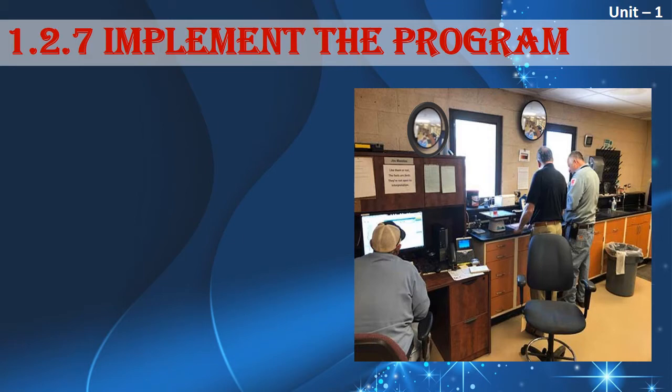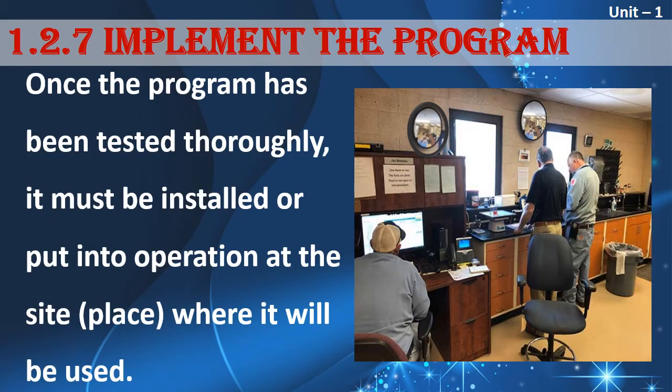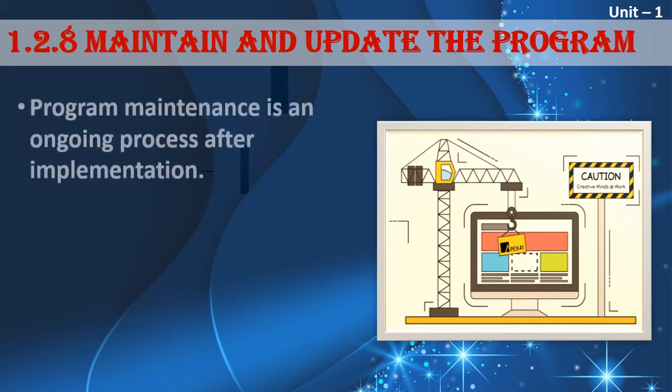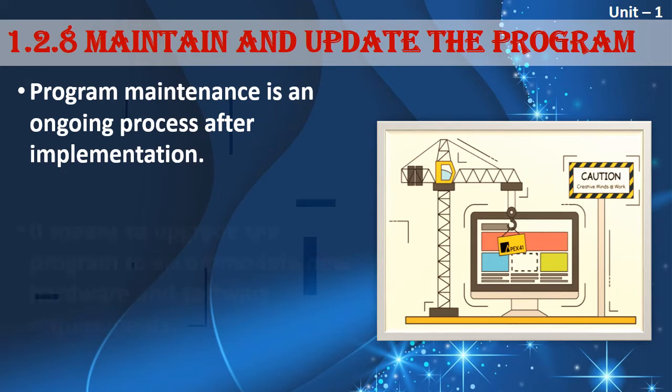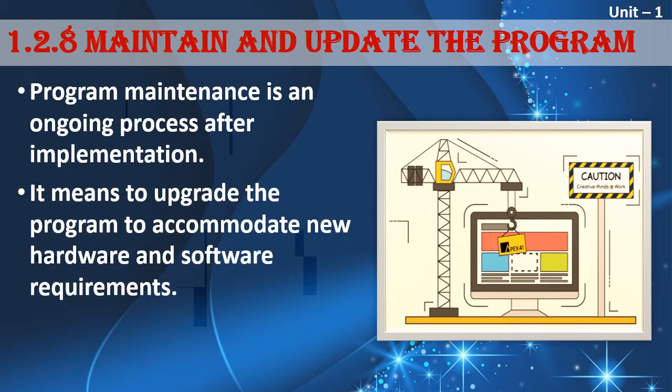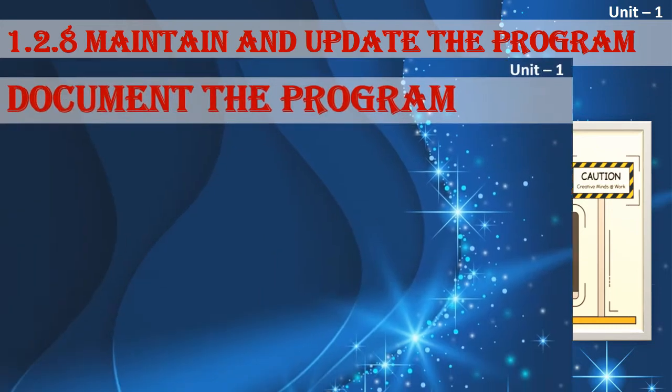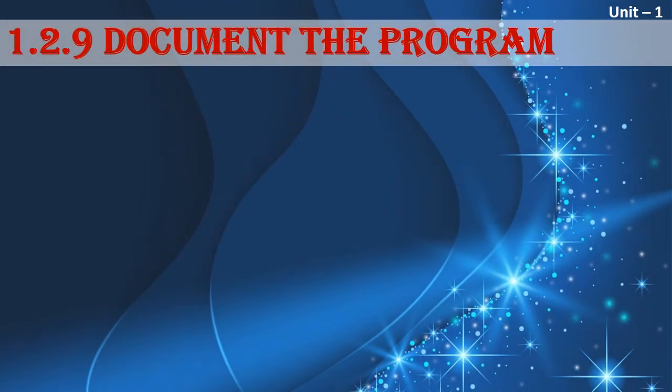Implementation means installation. Once the program has been tested thoroughly, it must be installed or put into operation at the site where it will be used. Maintenance and updation of the program is required after its installation. Program maintenance is an ongoing process. It means to upgrade the program to accommodate new hardware and software requirements. It is the expansion, updating, and improvement of a program, means a better program than before. Now it's time to write what we have done in the 8 steps of software development method.